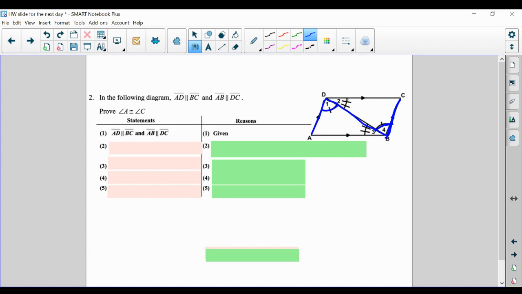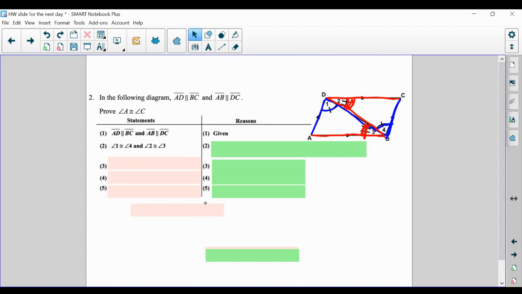And you can see that angle 2 is also congruent with angle 3. There's a lot of Z angles here. It's just a backward Z. So angle 2 and angle 3 are also congruent. Why are these two angles congruent? The same idea. They are one on the left, one on the right, and they are interior angles. So they are alternating interior angles, and they are congruent.